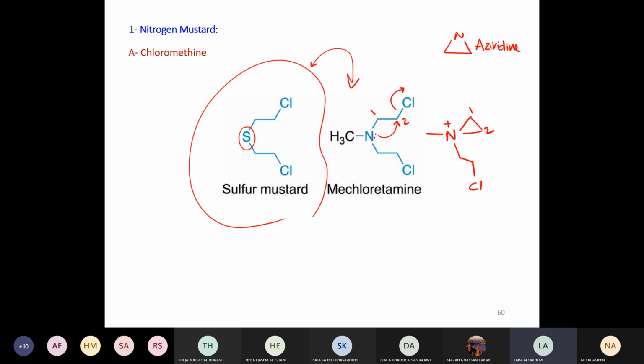Now when the nitrogen is positively charged, for example when we talk about ammonia, what is the protonated form of ammonia? Ammonium. Aziridine, aziridinium. All right? So that's an aziridinium intermediate. Is it electrophilic, in your opinion? Is it more electrophilic or less electrophilic than this neutral compound? More. Okay? Why more?